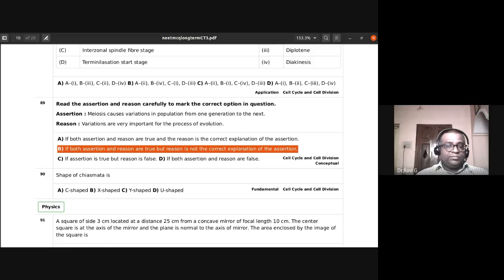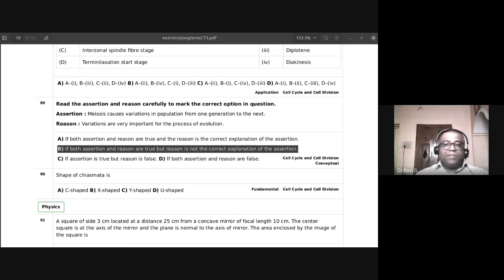89th question. So as per me, you please cross check it. If both assertion and reason are true, but reason is not the correct explanation of the assertion, that is what I felt is the right answer. Please cross check with the answer key also. Shape of chiasmata is, what is the shape of chiasmata? It is X-shaped.